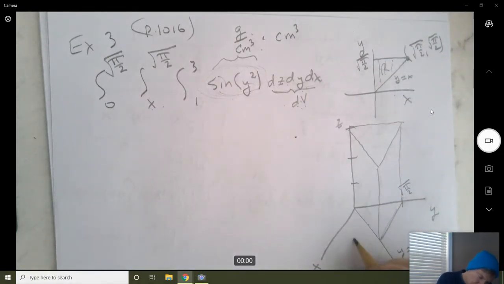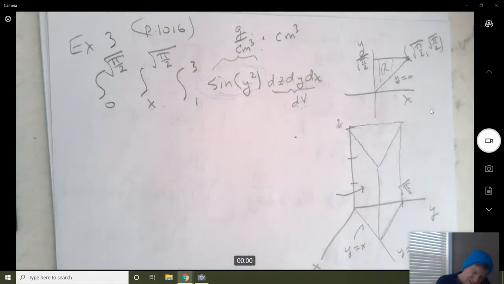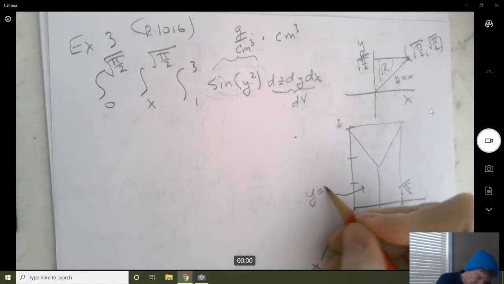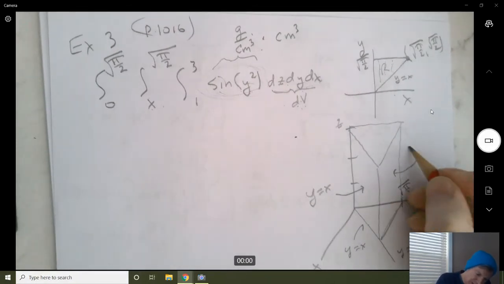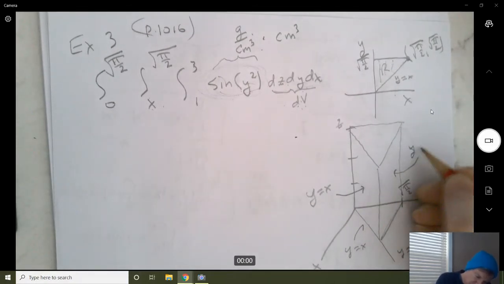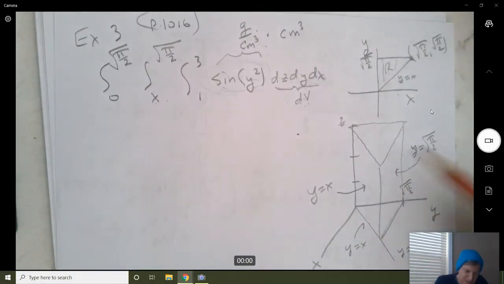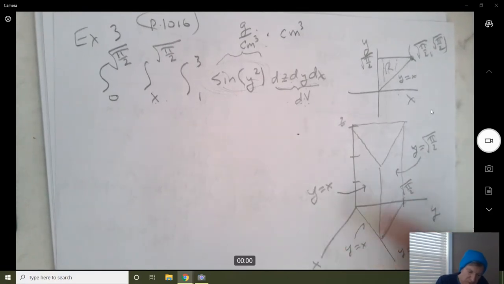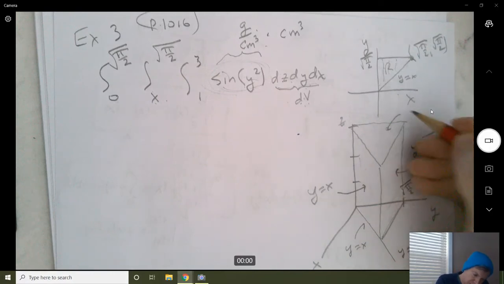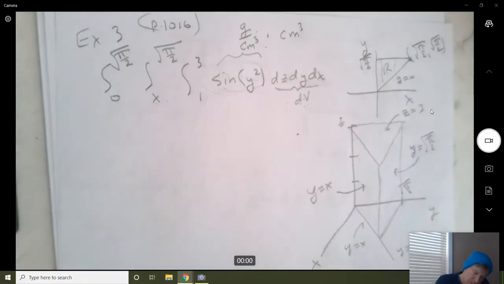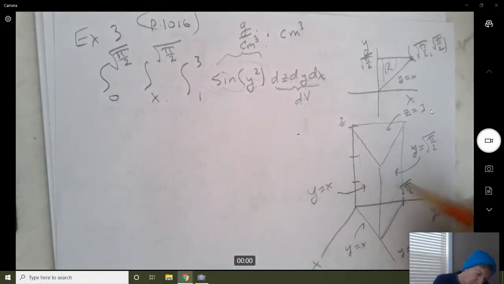So this right here is y equals x. In fact, this entire side is y equals x. That's a plane. This right here is the plane y equals root pi over 2. So it's a little bit tricky to see this. These both look slanted, but this one is actually straight. It's parallel to the xz plane. This one is not. And this up here is z equals 3. And we want to go from z equals 1 to z equals 3.